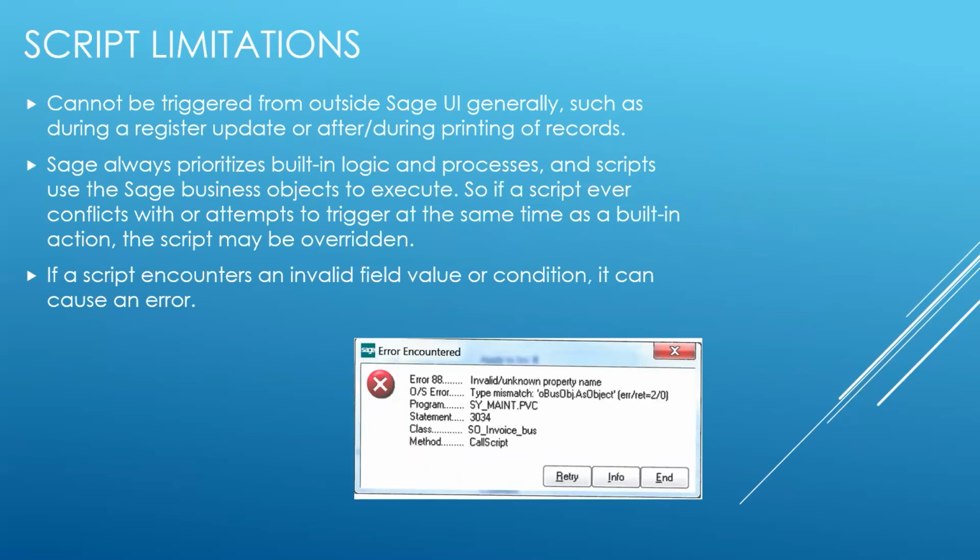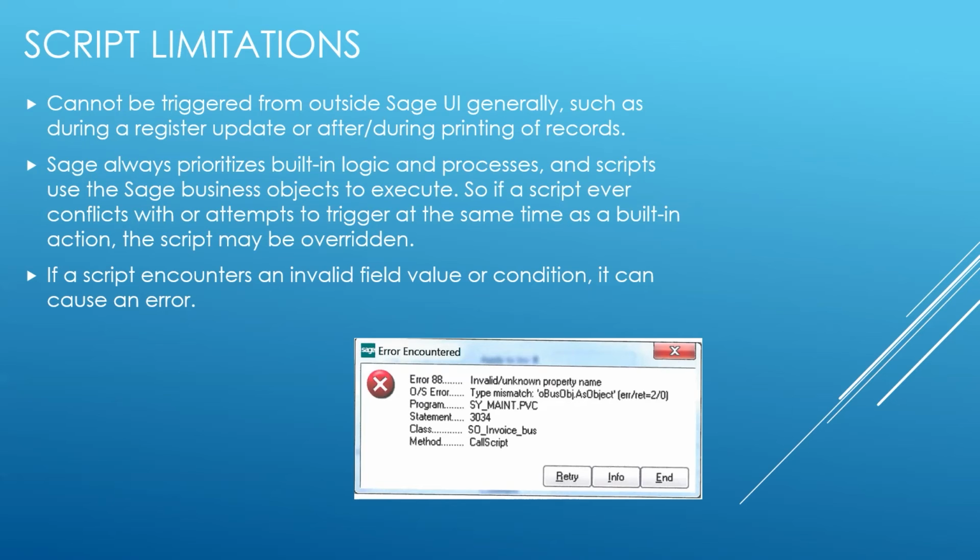So now that we've talked about all the things that scripts can do, it might be useful to also talk about things that scripts cannot do or limitations to them. Generally speaking, you can't trigger a script from outside of a Sage task, at least in the scope of the scripts that we're talking about here. So what does that mean? It means that we can't have a script that just happens, from printing or during a register update. That's not really a space where we can set a trigger point.